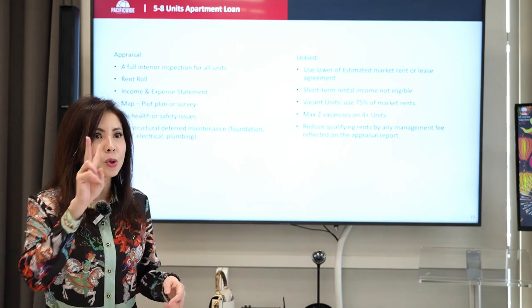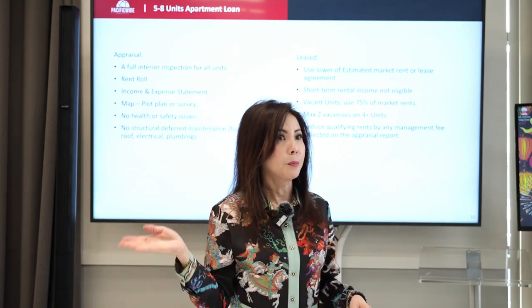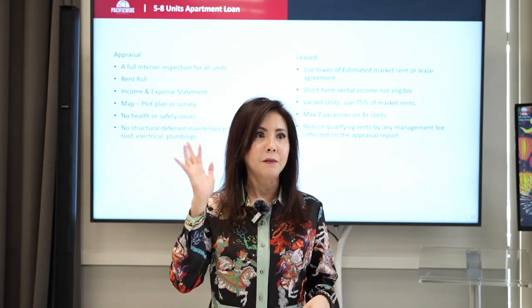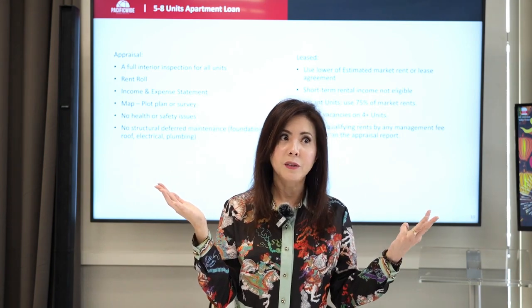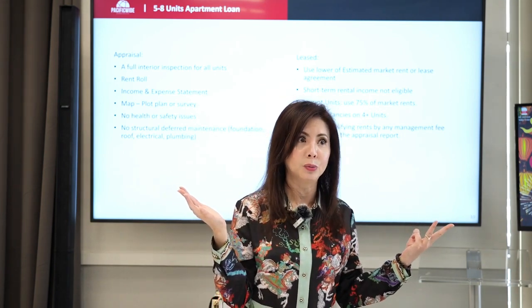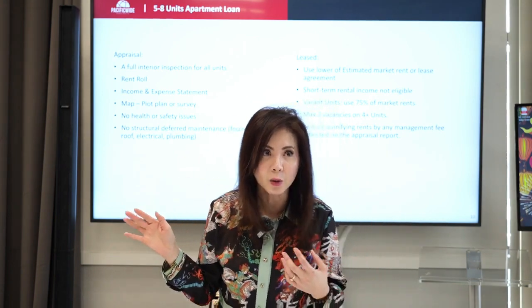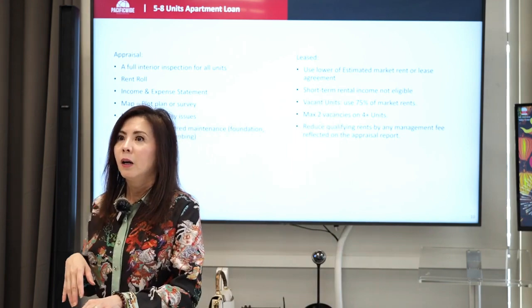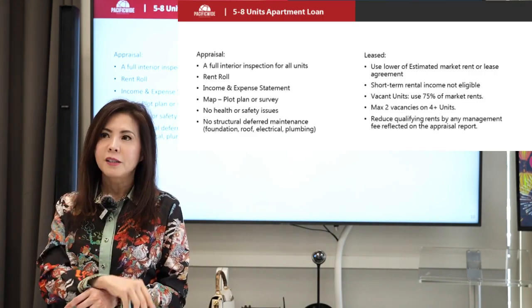And they allow 2 vacancies if there are 4 units or more. If you buy 5 units and there are 2 vacancies, that's okay. But if you have 3 vacancies, then we cannot get a loan, because you have 5 units and 3 vacancies, you're not going to get a loan, right? Actually, even with 8 units, you still only have 2 vacancies allowed.